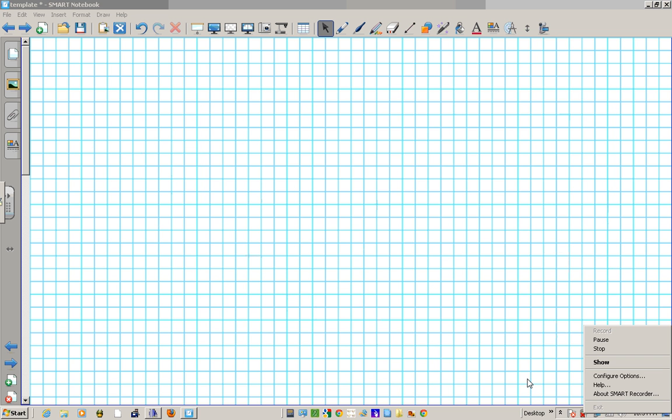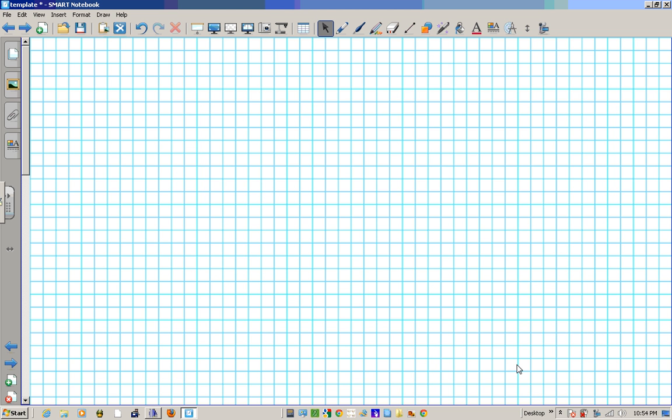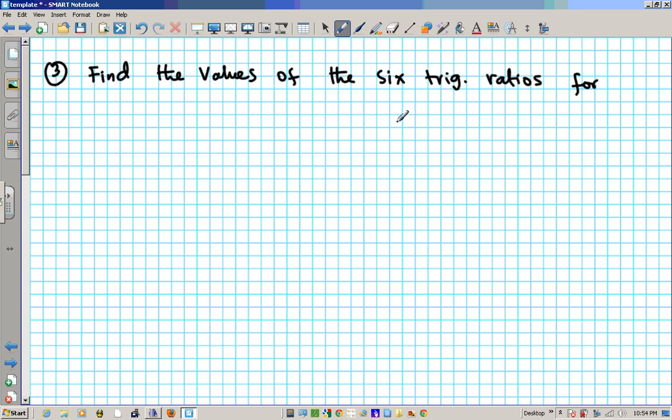Alright, now let's go ahead and try the last example. Example number 3. Write this down. Number 3, we're going to find the values of the 6 trig ratios for angle T in this case.